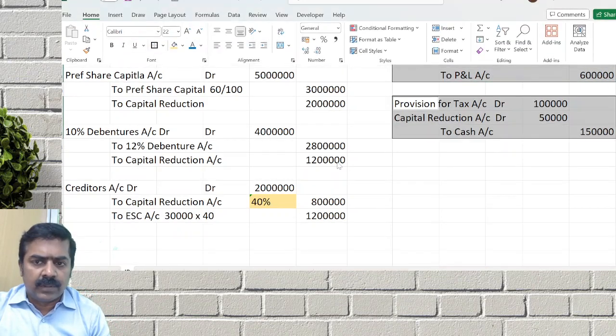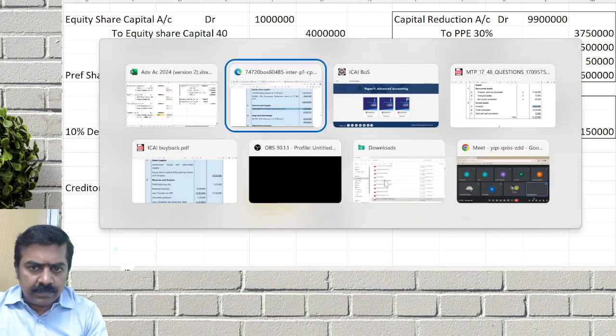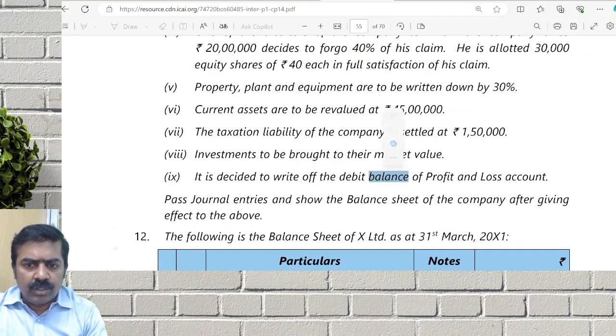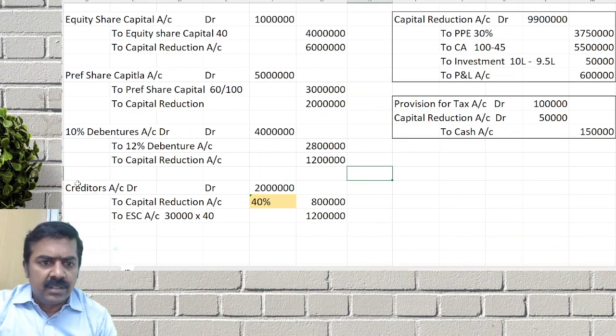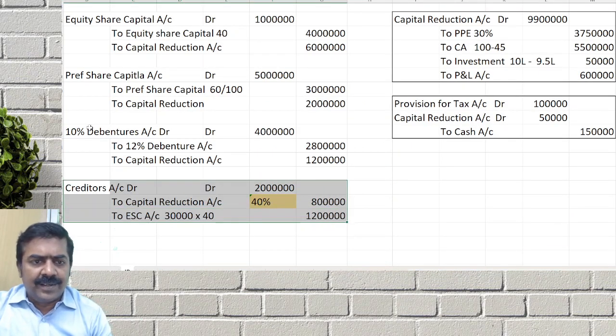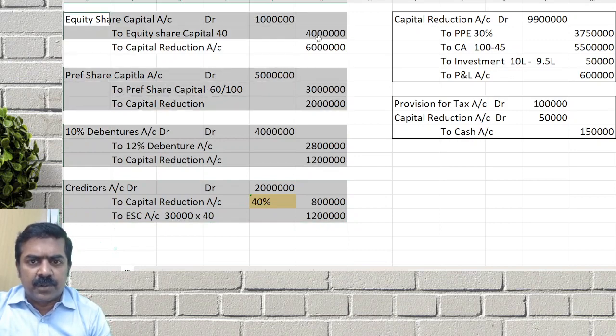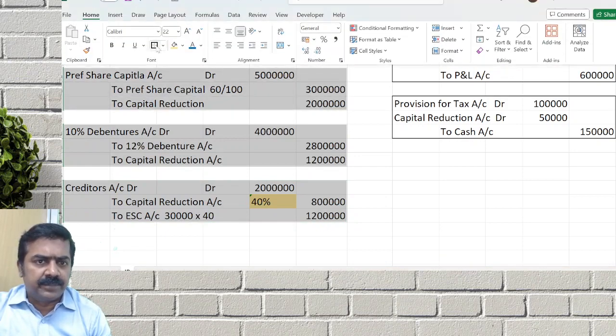Anything else? Anything else? No, debit balance of P&L account, that's it. Next, we have to prepare which account? Capital reduction account. The balance, if any, we can transfer to which account? Capital reserve.